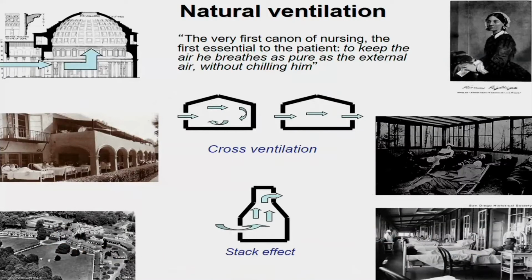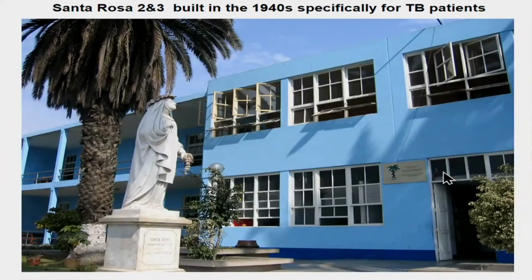What about natural ventilation? So Florence Nightingale has cropped up already. This is her in Crimea in the middle of the 19th century. The very first canon of nursing, the first essential to the patient, to keep the air he breathes as pure as the external air without chilling him. Big drivers of natural ventilation, cross-ventilation and stack effect. Nice old pictures here of the old TB sanatoria of the Victorian era, where fresh air was the treatment for TB. This is where I worked in Lima, Santa Rosa.